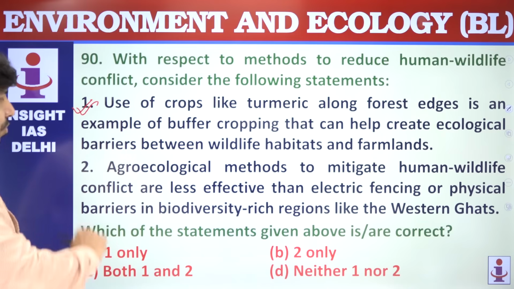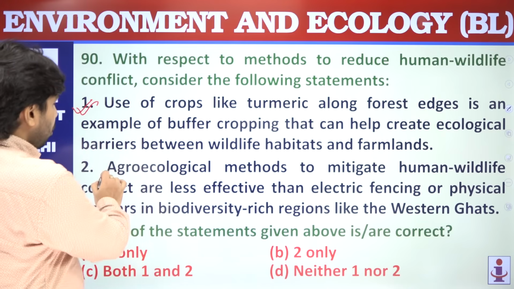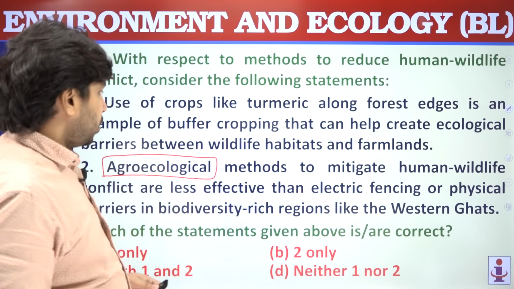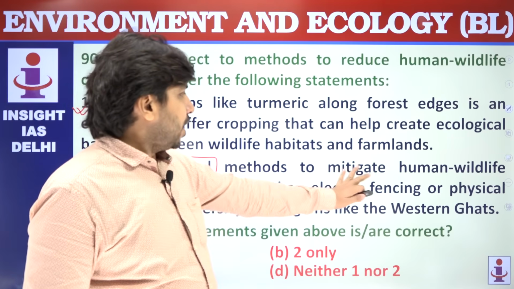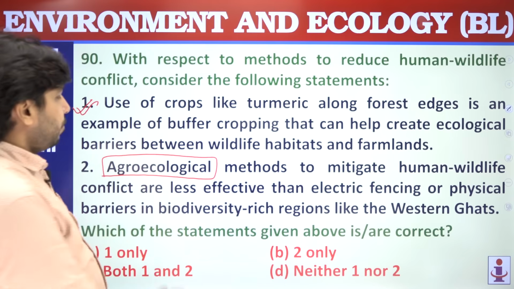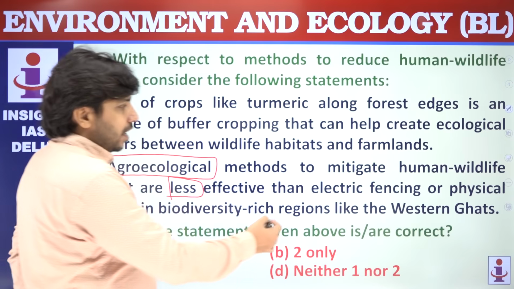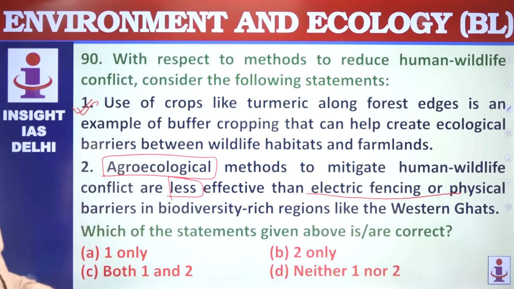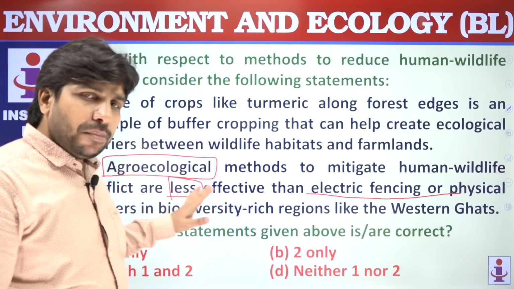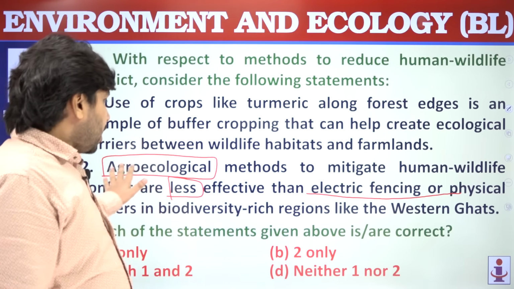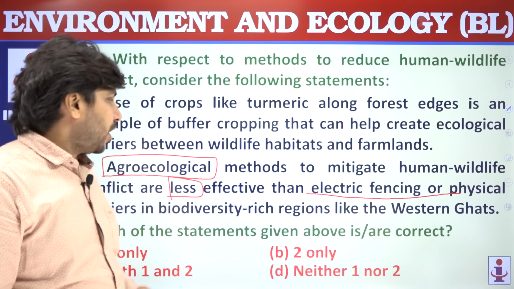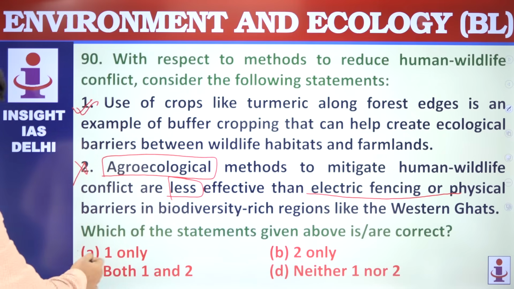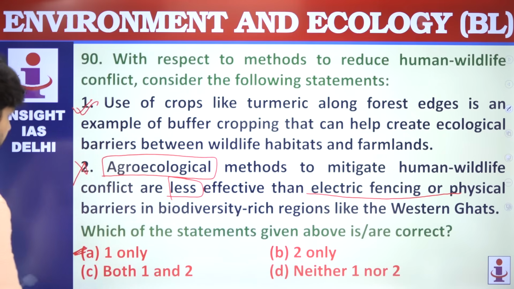Statement 1 is correct. Agroecological methods, like the methods using agricultural stuff, to mitigate human wildlife conflict are less effective than electric fencing. No, it is not less effective. It is highly effective. So giving a sweeping statement that agroecological methods are less effective is not correct. The correct statement will be statement 1 only, option A.